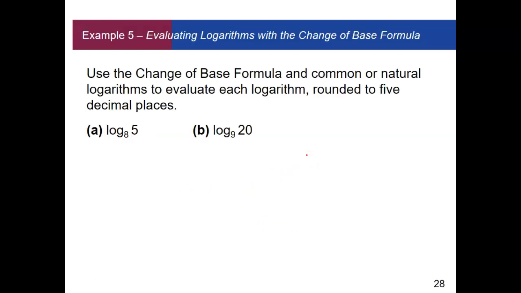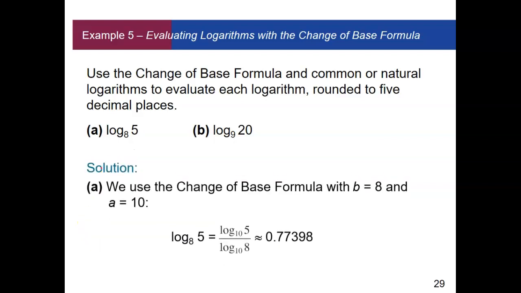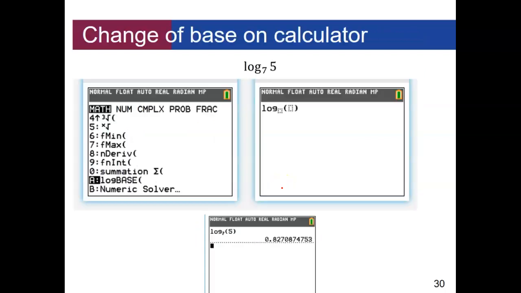Some of you may be fortunate enough to have a key on your calculator that will allow you to do that without having to do the change of base formula. I'll show that in just a minute. But here on this one, you'd have the log of 5 divided by the log of 8. These are common logs. Okay, and so when you divide that out, you're going to get 0.77398, again, depending on how many decimal places you're asked to convert that to. So we're just converting it to a common log there.